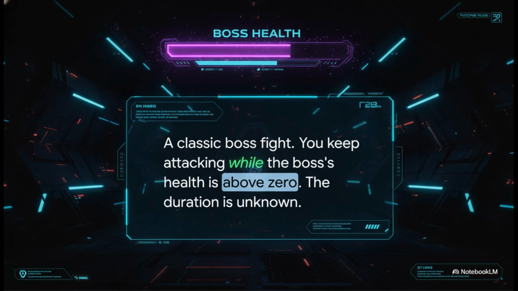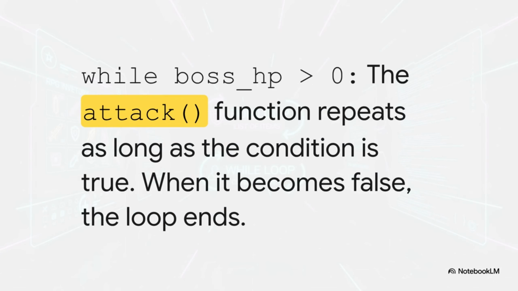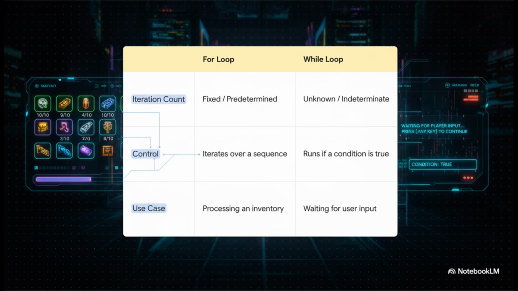That's so Dark Souls. And the code is just as intuitive, right? While boss HP greater than 0. As long as that statement is true, the code inside the loop, your attack function, is just going to keep running. The very moment the boss's HP hits 0, that condition becomes false and the loop ends. You've won. So let's put them side by side.